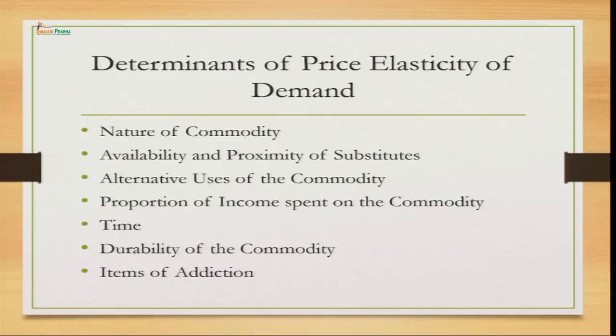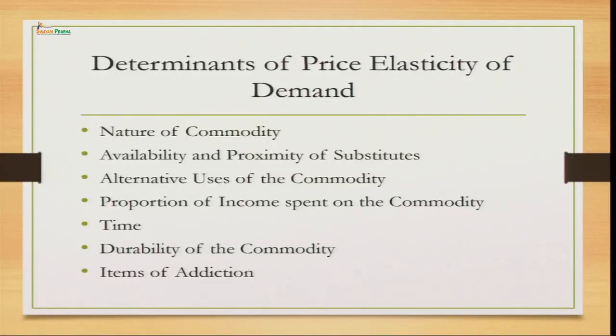So, now let us talk about the determinants of price elasticity of demand. The very first point is the nature of the commodity. Nature of commodity has a very significant impact on the elasticity concept. We can say that the necessary goods are of inelastic nature, because these are necessary goods, even if the price of these commodities changes much, their demand is not affected, or it is affected very little. Whereas luxury goods are of elastic nature, because whenever the price of these commodities changes, their demand is affected a lot. Okay. So, the nature of commodity is the very first point, where we have studied that necessary goods are of inelastic nature, whereas luxurious goods are of elastic nature.